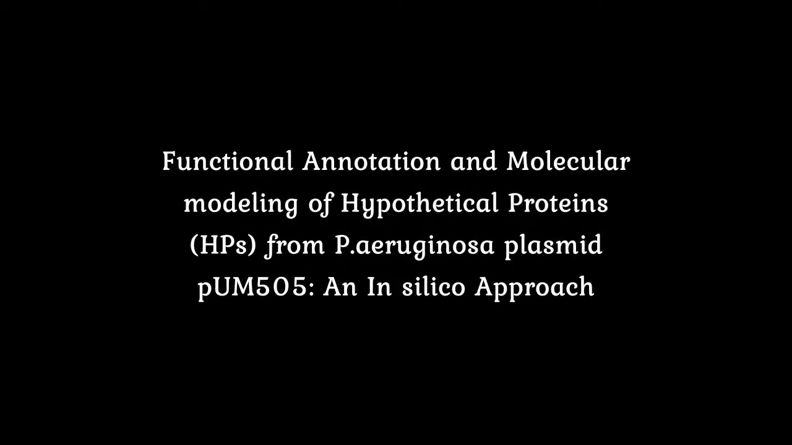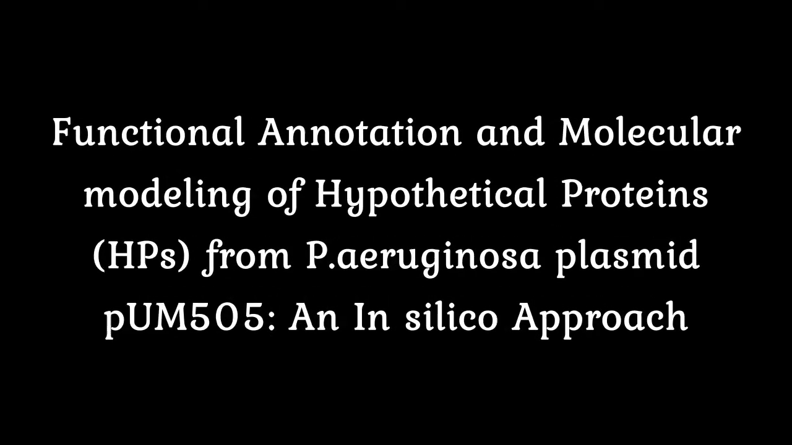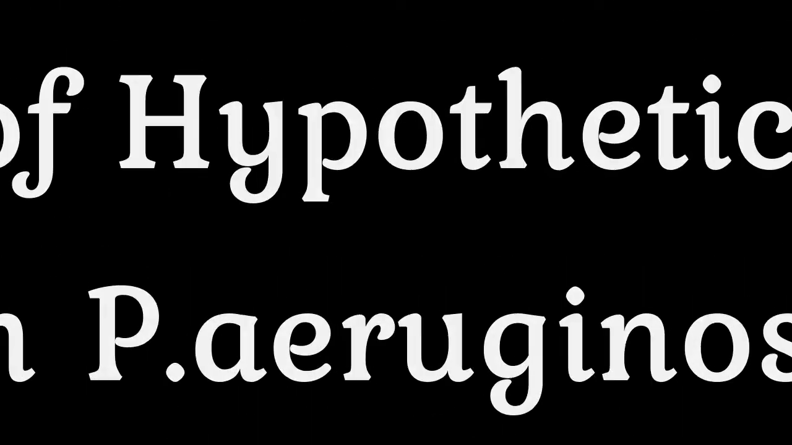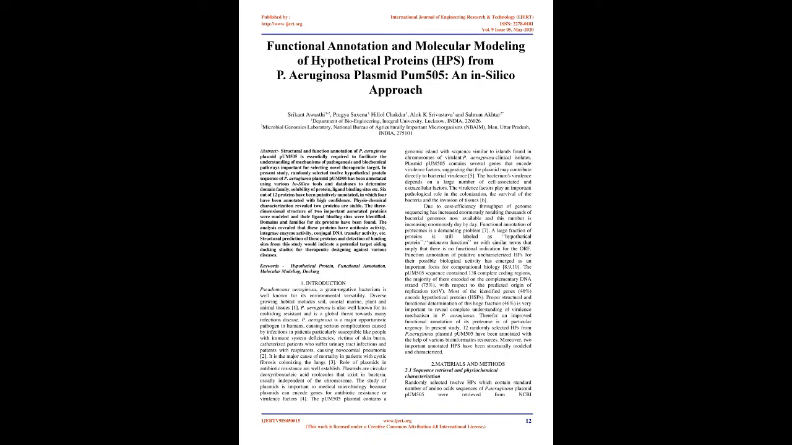Functional Annotation and Molecular Modeling of Hypothetical Proteins, HPs, from P. aeruginosa plasmid pUM505, an in silico approach. Abstract: Structural and functional annotation of P. aeruginosa plasmid pUM505 is essentially required to facilitate the understanding of mechanisms of pathogenesis and biochemical pathways important for selecting novel therapeutic targets.